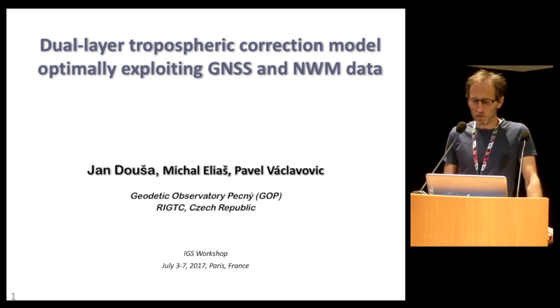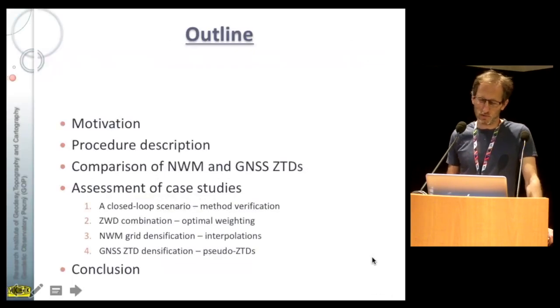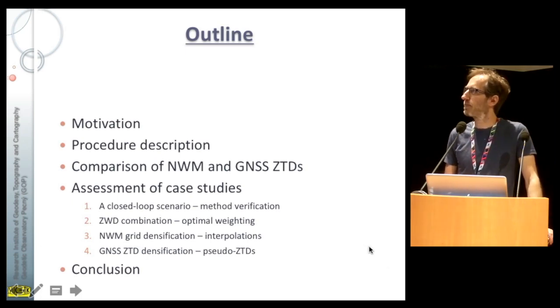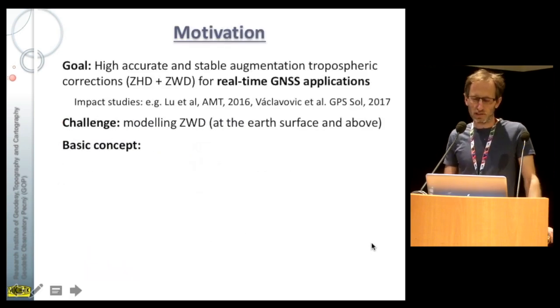I will start with a motivation and the procedure description, then a comparison of these two sources, in fact, because we would like to combine them, and show some assessment of the case studies which we introduced to assess the strategy. So the goal is really to have a highly accurate and stable augmentation tropospheric correction, meaning zenith hydrostatic and zenith wet delay, at any place and any time for the real-time application, so even up to the surface.